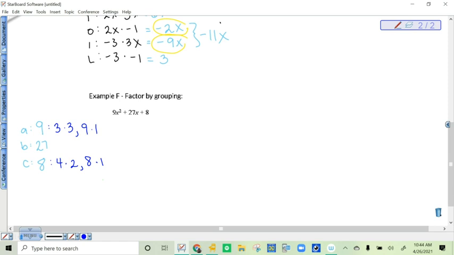So now I need to look at one of these two pairs and one of these two pairs. And I'm going to multiply them together and then add or subtract them, our goal is to get to 27. Okay, so let's look at 9 and 1 first from over here.